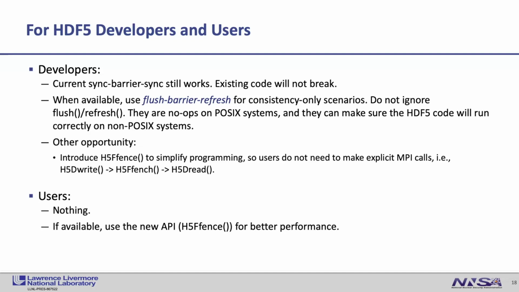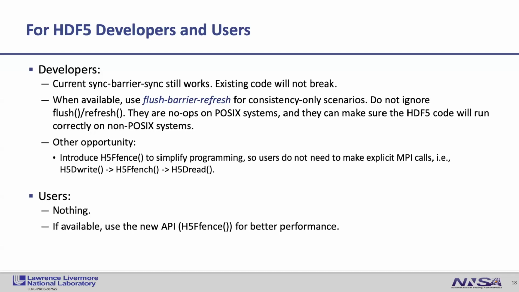The current MPI standard still works: sync, barrier, sync still work, so existing code is still going to work. But when these functions are added to the new MPI standard, HDF5 or other libraries could take advantage of those new APIs in these scenarios to improve performance, because you don't want to flush the disk, right? And with the new APIs, it's really hard to use them incorrectly because it won't hurt your performance. It's just a no-op on a POSIX file system, and your code can run correctly on a POSIX file system as well.